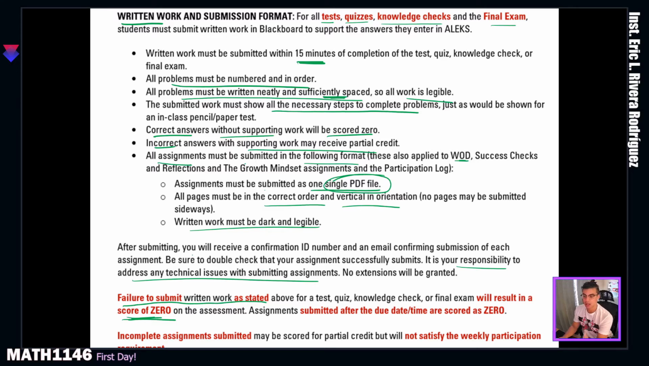Okay. After you submit your work, you should receive an email to your Columbus Day email. If you don't, that means that your submission didn't go through Blackboard. Okay, so that's another thing that you need to make sure that it is okay when you are working with Blackboard.